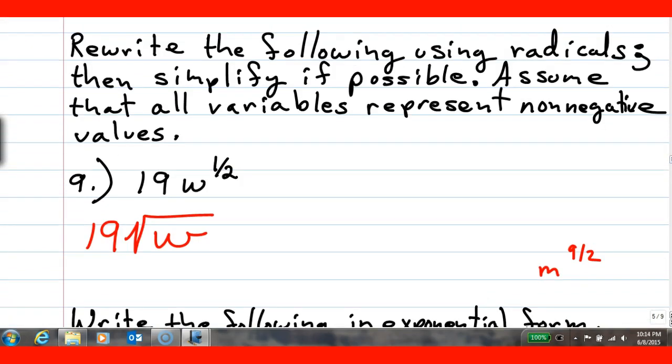Rewrite the following using radicals, then simplify if possible. Assume that all variables represent a non-negative value. On question number 9, I have 19 with my w raised to the 1/2. What that means is that I have a 19 with the square root of w.